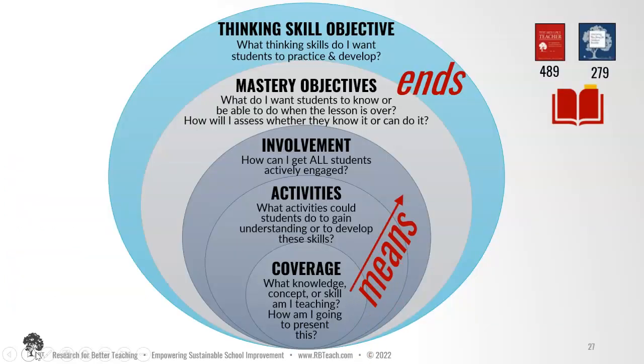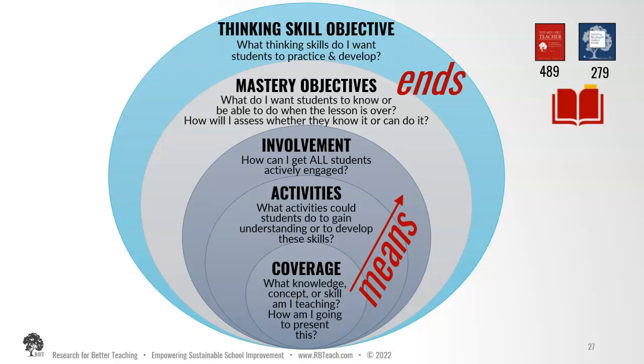Now, this diagram that you see on this page was created by Dr. John Saphier from Research for Better Teaching. And according to Dr. Saphier, the first step is planning the objective. The mastery objective. What do I want students to know or be able to do when the lesson is over, and how will I assess whether they know it or can do it? When we think about this thinking skill objective, that would be something that, in order for the mastery objective to be achieved, the students have to have this thinking skill ability.